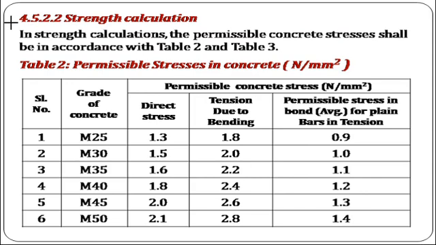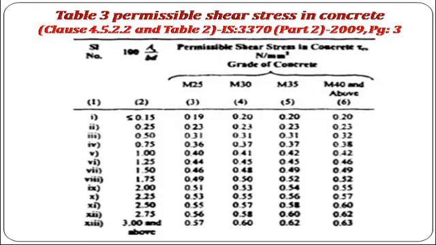And for the strength calculation, 4.5.2.2. These two clauses we have to refer to, and based on clause 4.5.2.2, a table is given that gives the permissible stresses in concrete in Newton per mm square. For different grades of concrete from M25 to M50, the value in direct tension due to bending and the permissible stress in bond, average for plain bars, is given in this table.